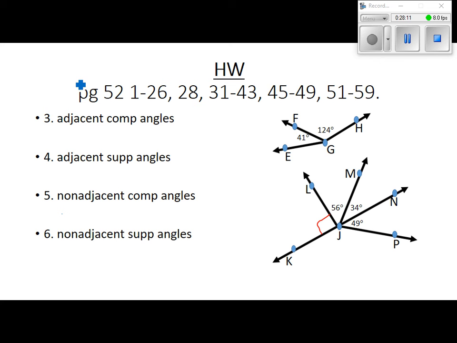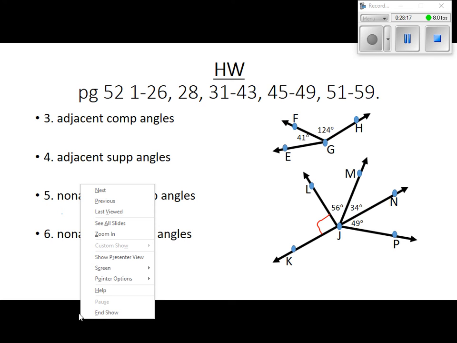Number 1. Or I'm sorry, what did I do? Let's go back to the previous. Number 1 on page 52 says, explain what is different between adjacent angles and vertical angles.